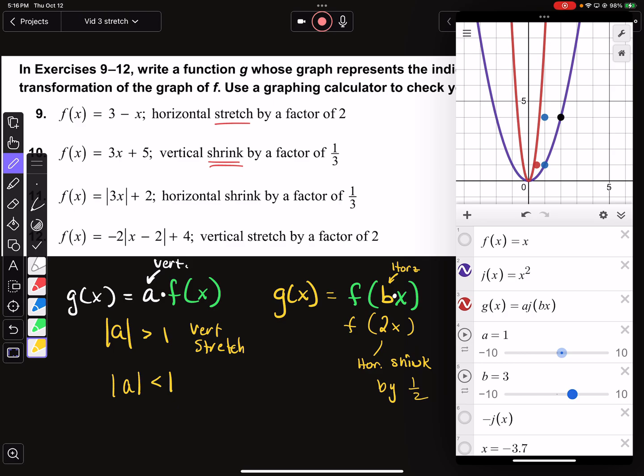There's my b of 3, I'm even more shrunk horizontally. Here's a really big b of 10. And I'm shrunk horizontally in that case by 1/10 right there. It's 1/10 as wide is kind of how we speak about it. So how do I make this thing now bigger? I saw how to horizontally shrink it. I put in big numbers for b.